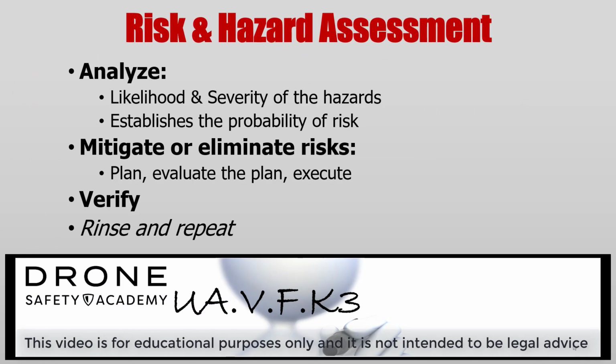Risk and hazard assessment begins with analyzing the likelihood and severity of the hazard. This helps us establish the probability of risk. Then we mitigate or eliminate the risks once they're identified. We plan, evaluate the plan, and execute the plan. Next, we verify that the plan executed as it should have, and if it didn't, we document that and add that to our next round of planning.